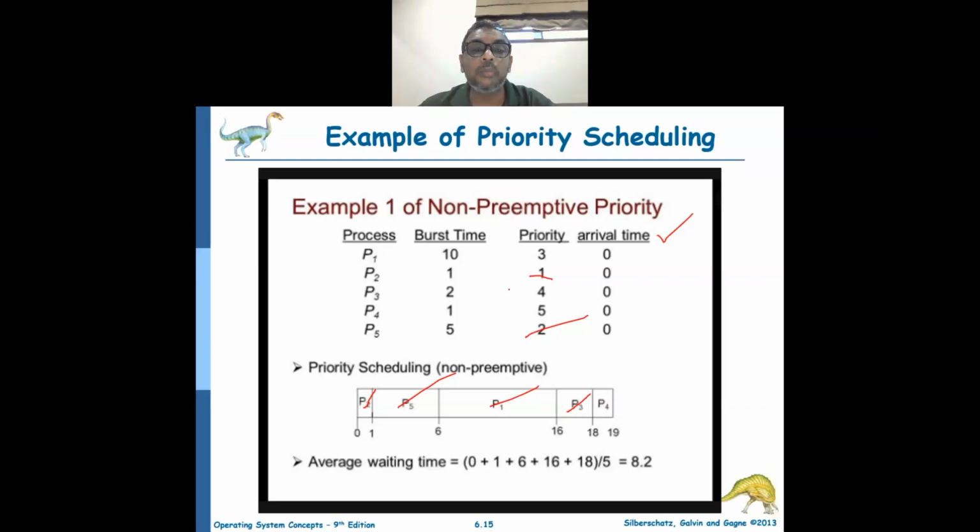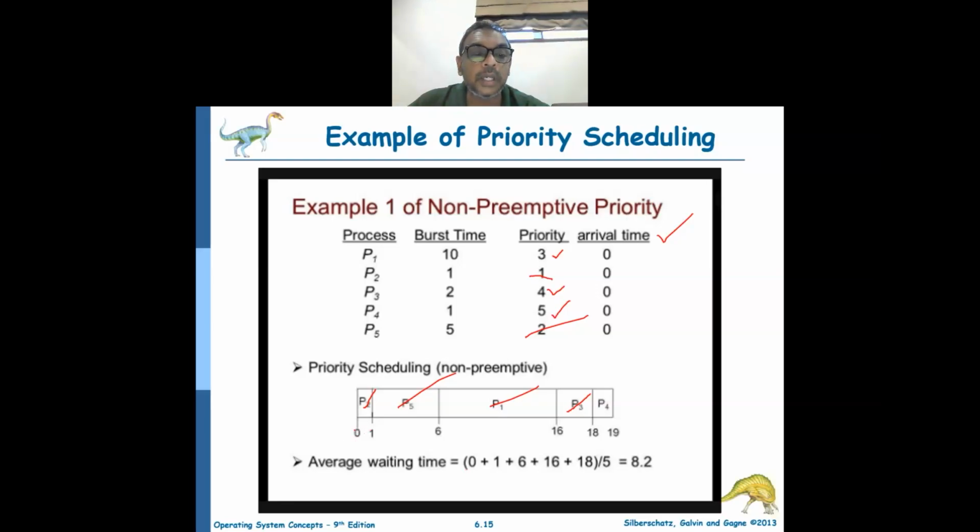Priority number 1 is on P2. Okay, the next priority is on P5 because number 2 kat sini. And then the next one is on P1 because this is 3. And then the next one is priority 4, process number P3. And then finally is on P4. Okay. So this is how we do it. And this is how we're going to calculate the average waiting time.